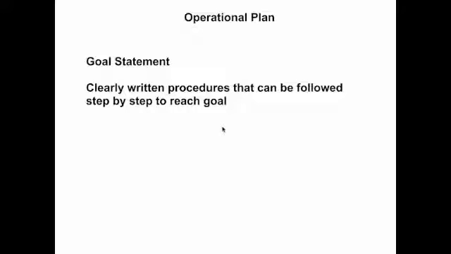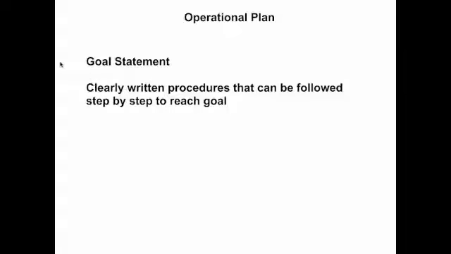In your operational plan, which needs to be written out either on poster paper or notebook paper, ideally poster paper with a marker so we can hang it and see what different groups' plans are, you're going to need to include two key pieces of information. One is your goal statement, and secondly, you need a clearly written procedure that can be followed step by step to reach the goal, in your case miles per hour.